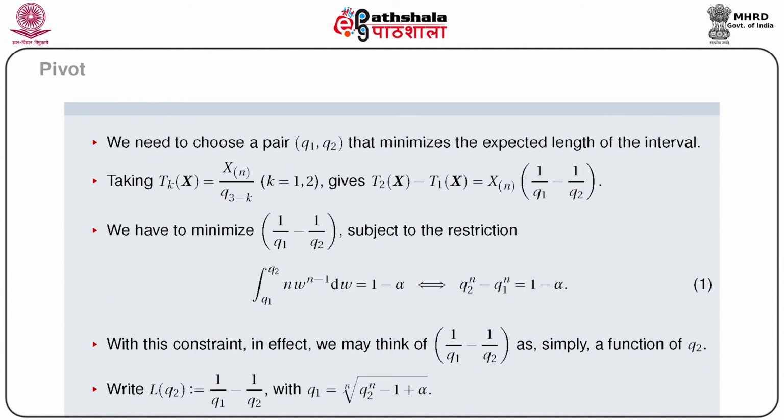As in the previous case, here we again minimize 1 by q1 minus 1 by q2 subject to the constraint integral over q1 to q2 of n into y to the power n minus 1 dy, which is equal to q2 to the power n minus q1 to the power n is equal to 1 minus alpha. Now (1 minus alpha) whole to the power 1 by n less than q2 less than or equal to 1.